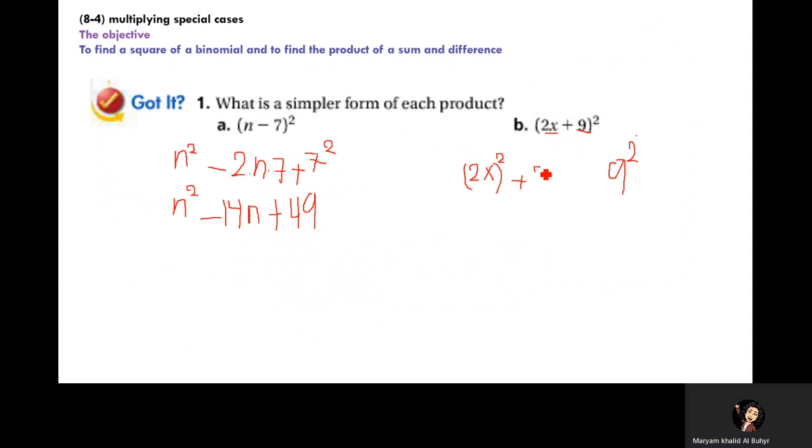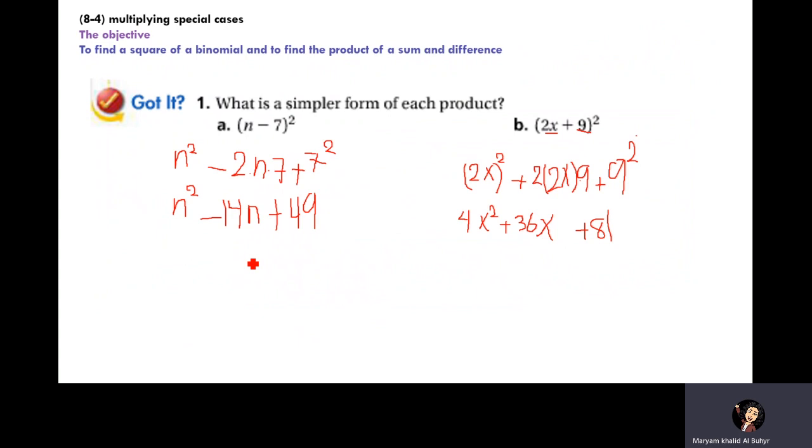So 2 times 2x times 9, plus, so that is 4x to the power 2, plus 4, 2 times 2, 4, 4 times 9, 36, so that is 36x, plus 81. So it's really easy to calculate.